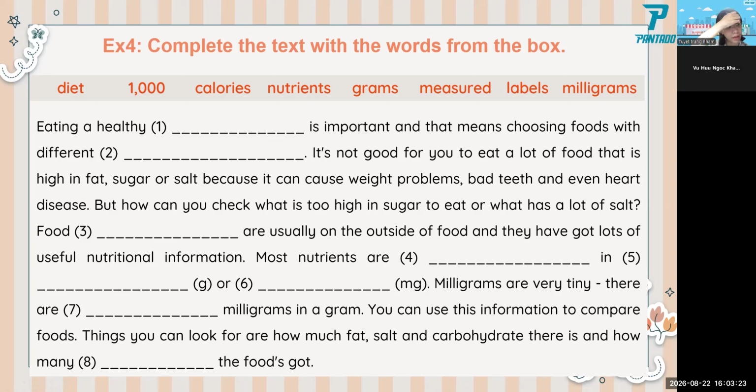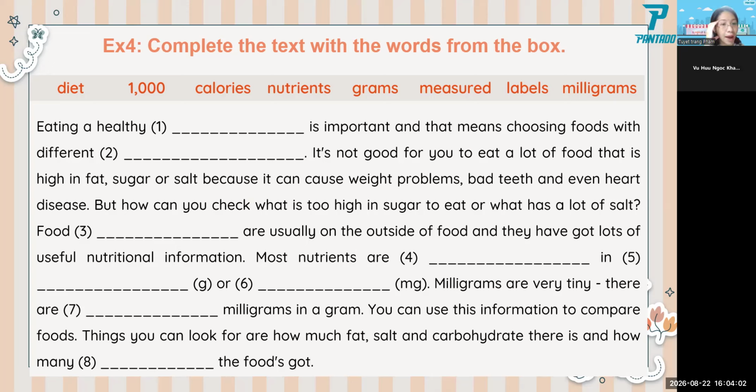Number one, you have diet. Eating a healthy diet is important, and that means using food with different nutrients. It is not good for you to eat a lot of food that is high in fat, sugar, or salt because it can cause weight problems, bad teeth, and even heart disease. But how can we check what is too high in sugar to eat or what has a lot of salt?